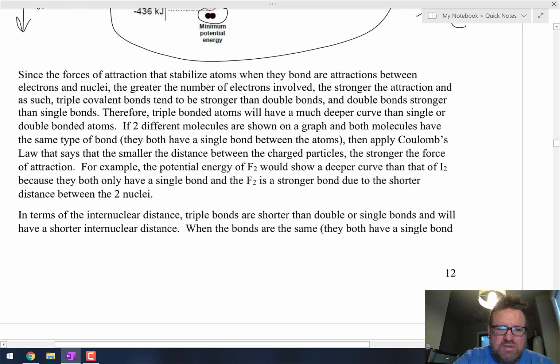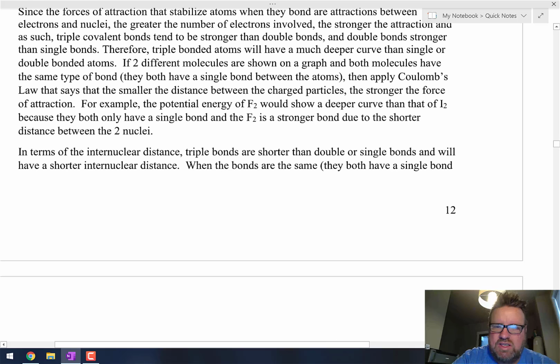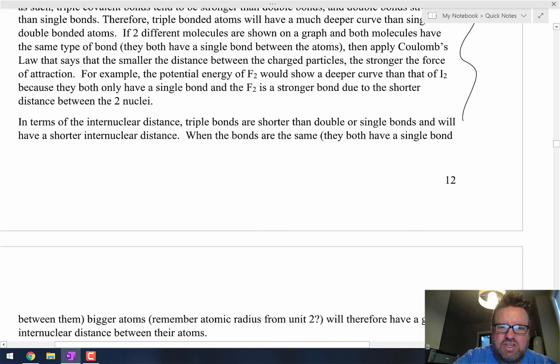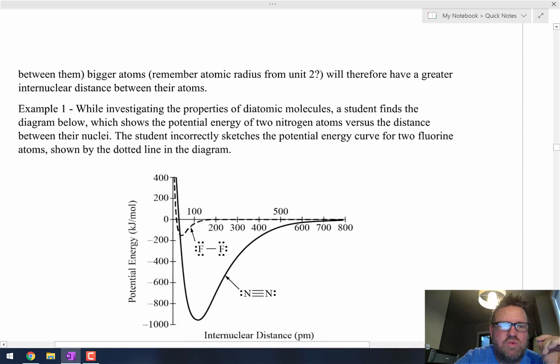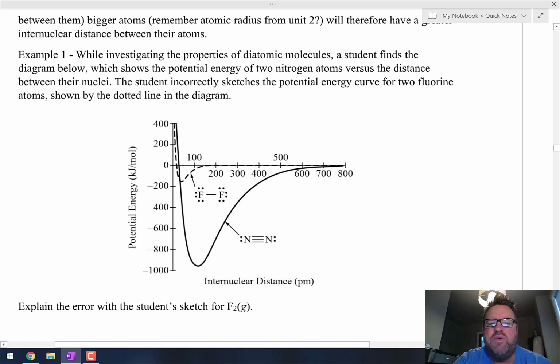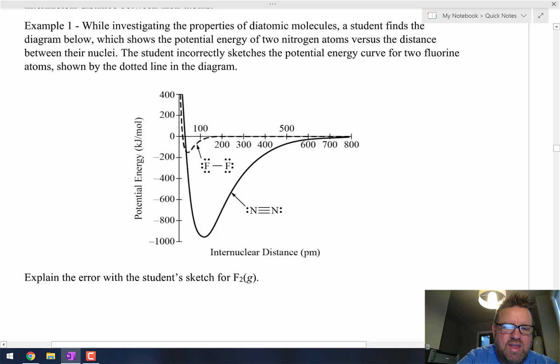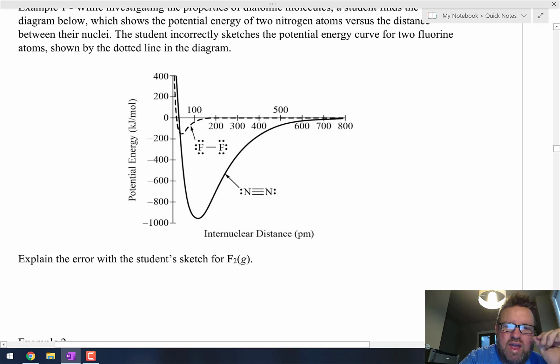Let's look at some examples of this. Again, basically a lot of this stuff that you talk about here, as I just mentioned above. So, here's one example. Example 1 says, while investigating the properties of diatomic molecules, a student finds the diagram below, nitrogen versus fluorine. And then the student draws fluorine. Okay, so what did the student draw wrong with fluorine? Explain the error with the student's sketch for F2.